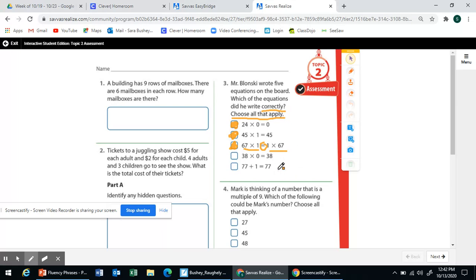And then the last choice is 77 plus 1 equals 77. We should know that that's not correct. We know that 77 plus 1 equals 78. So we're going to also leave that one blank.